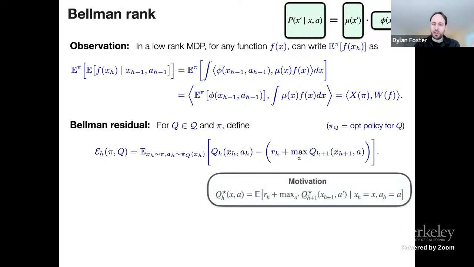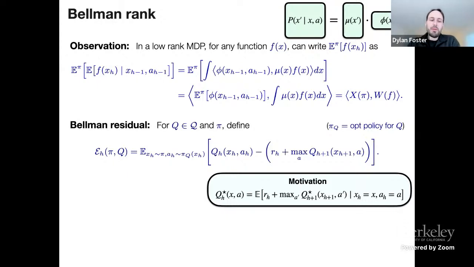So why is this an interesting quantity to care about? Again, this is motivated by the Bellman equation. If we look at the Bellman residual for q star, the Bellman equation tells us this is 0, regardless of what policy we roll in with, like what policy we play up to time h. And so evaluating this residual will give us a way of ruling out bad q functions that don't satisfy the Bellman equation.